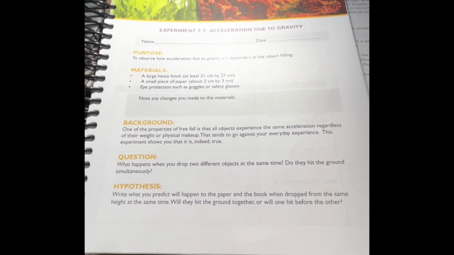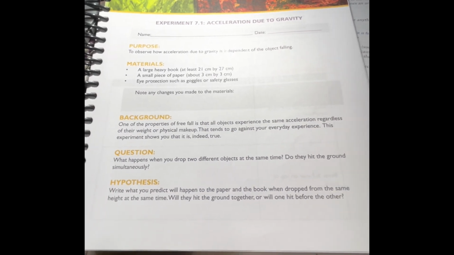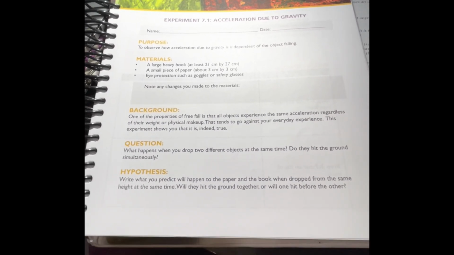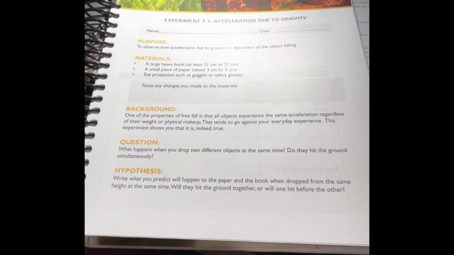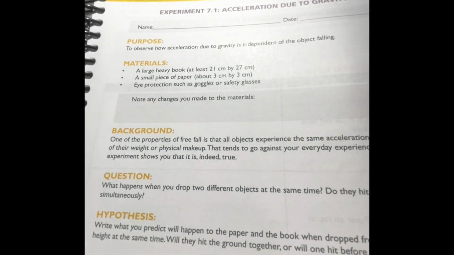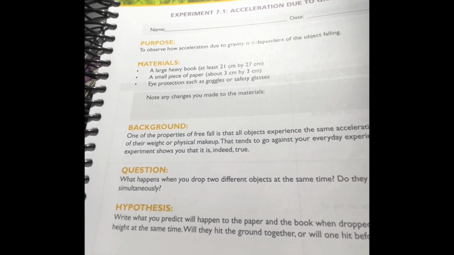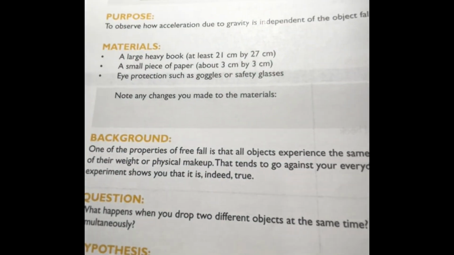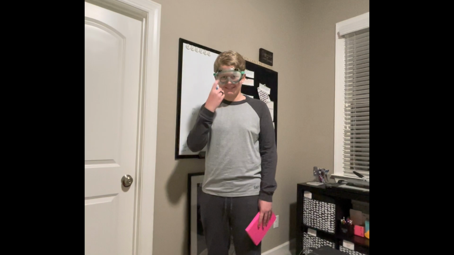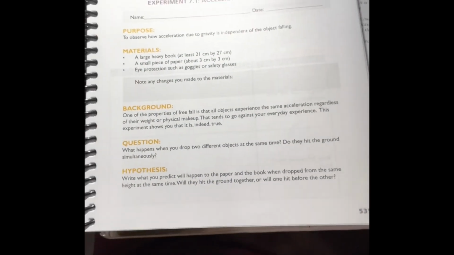The purpose of this experiment is to observe how acceleration due to gravity is independent of the following object. The materials: we need a heavy book. We got a pink heavy book. A small piece of paper about 3 centimeters by 3 centimeters. We've measured that out carefully. We have our paper. And eye protection, which my assistant is happily wearing right now. Thank you, assistant.